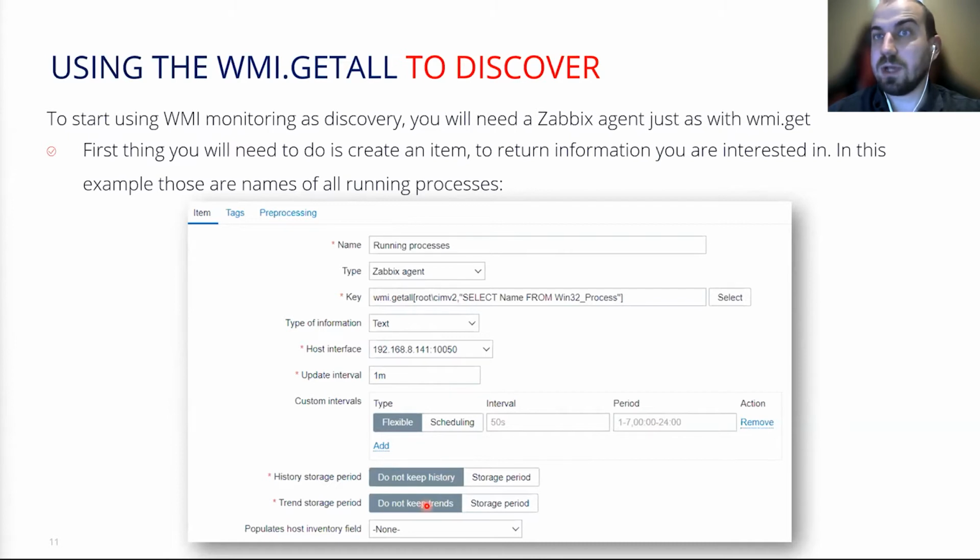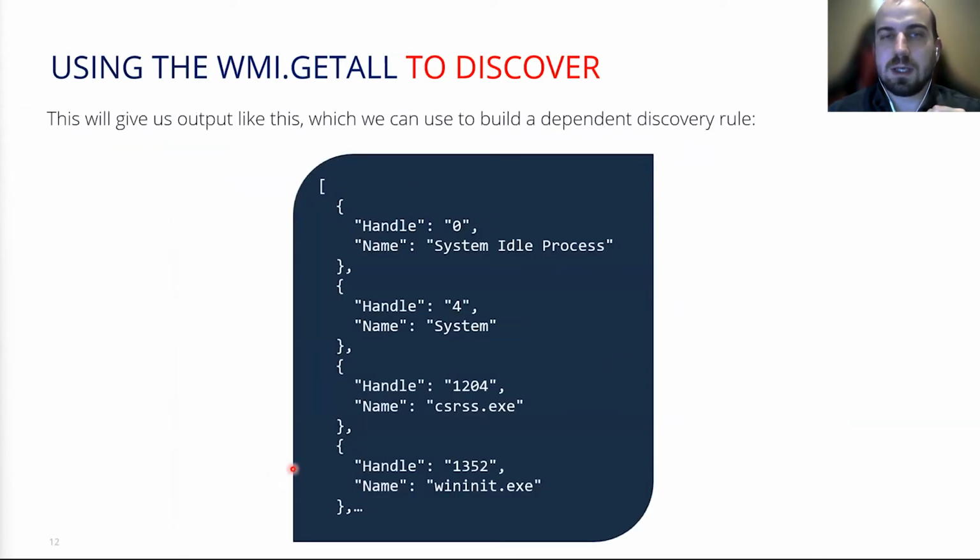Why? Because I won't actually need it. I will be using this information, but I will not be keeping this information. And this key will return to me again the information like this. So JSON with the name of the processes again and their respective handles. So now I only need to finish building the items itself.